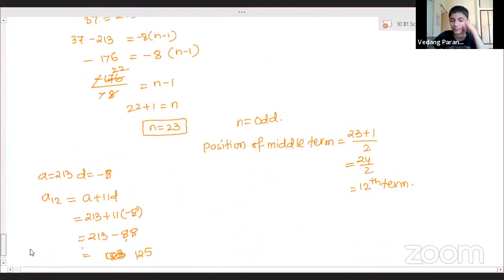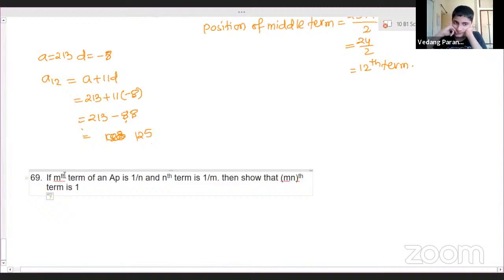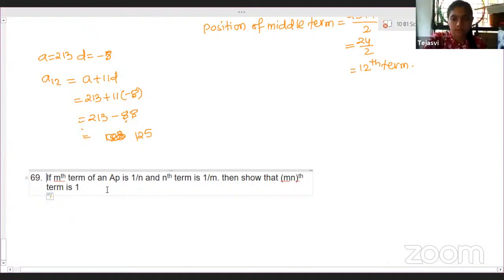So read that question. If the seventh term of an AP is 1 by 9 and ninth term is 1 by 7, find the 63rd term. Able to understand the meaning? That question and this question are exactly similar. Here m into n, that is 9 into 7, is 63. So the 63rd term is 1. So you got the 63rd term 1 in the 61st question. Exactly similar. Only thing there were numbers, so you solved it easily.